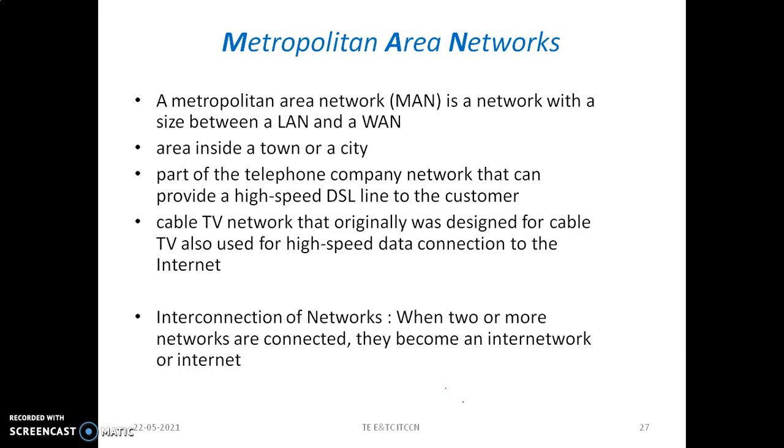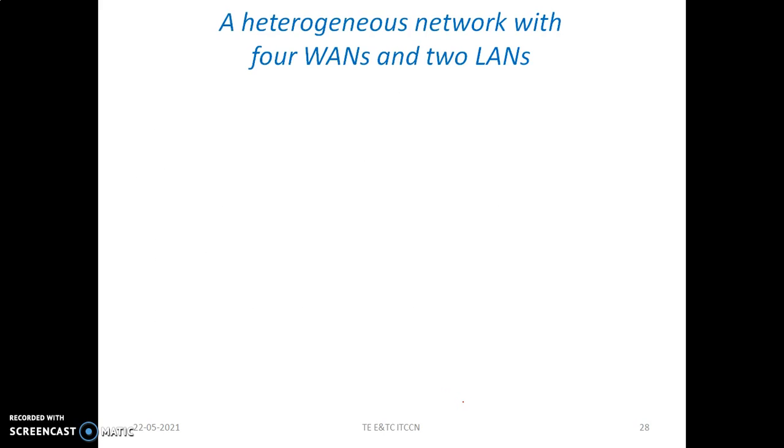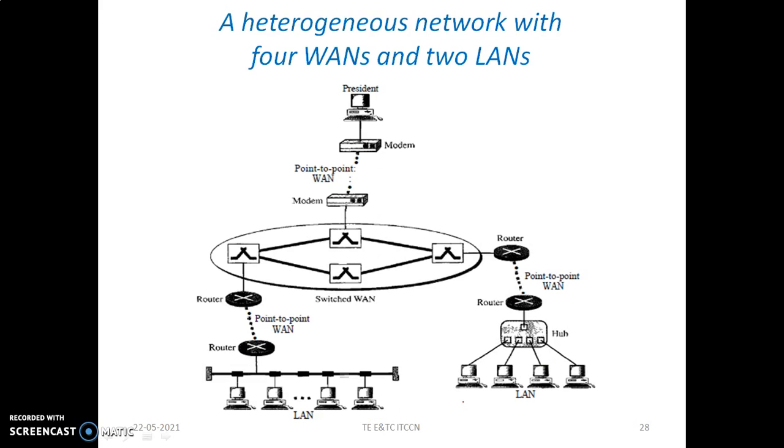Going ahead, there can be a combination of different networks. It may not always be isolated. We cannot identify and isolate LAN, WAN, MAN separately. It can be an interconnection of different networks that we call the internet. When two or more networks are connected, they become an internetwork, also called an internet. So this is an example: a heterogeneous network with 4 WANs and 2 LANs.